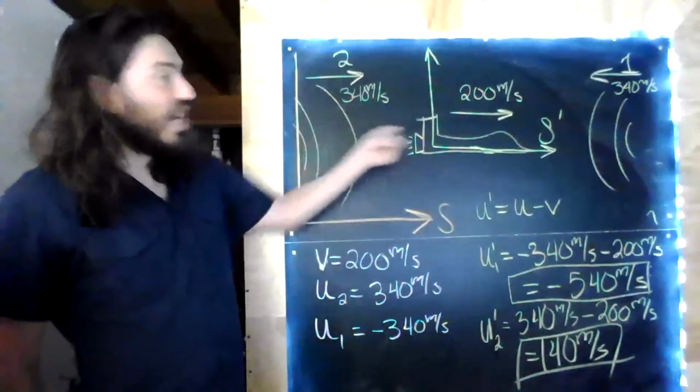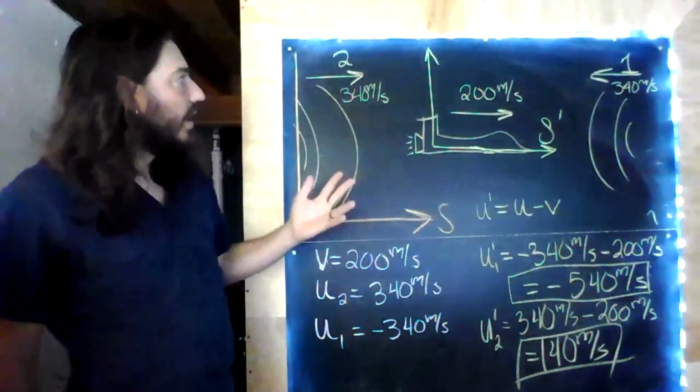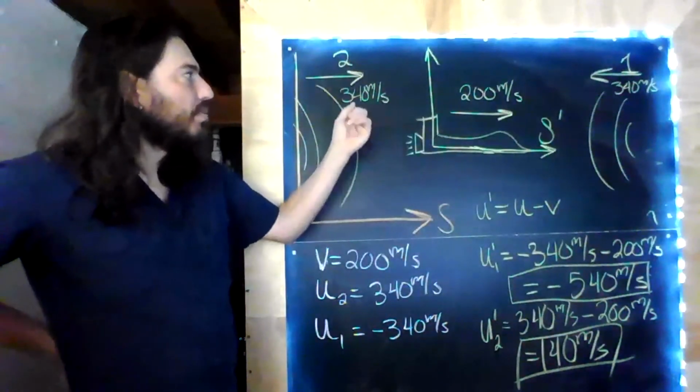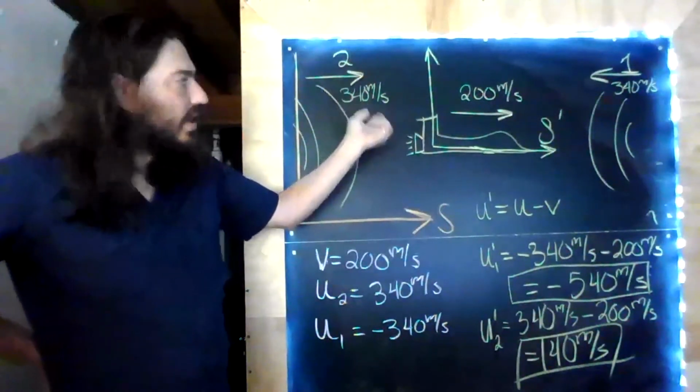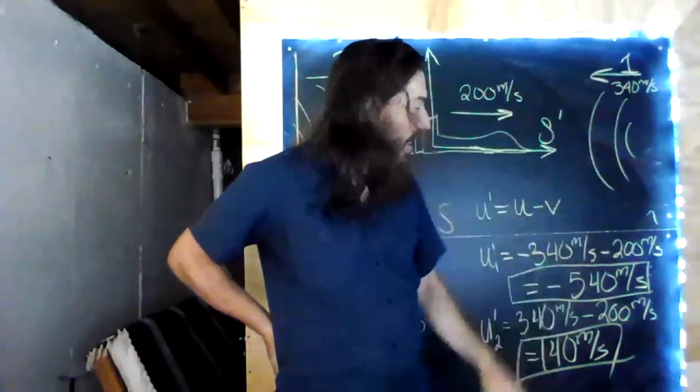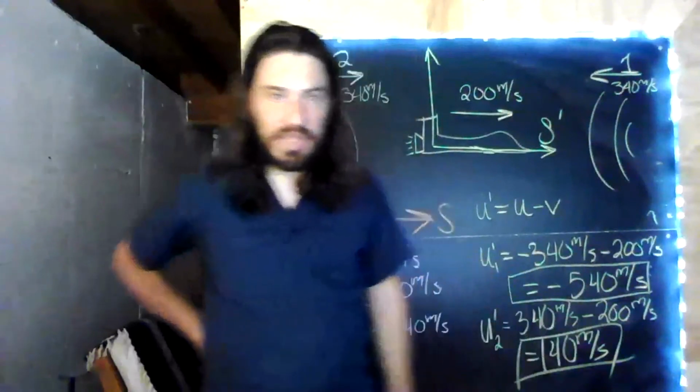You know, this one is kind of chasing it, right? And so it makes sense that if this guy looks in his rearview mirror, he sees this approaching at 140 meters per second. However, if he looks out his front windshield, he sees this wave approaching at 540 meters per second.